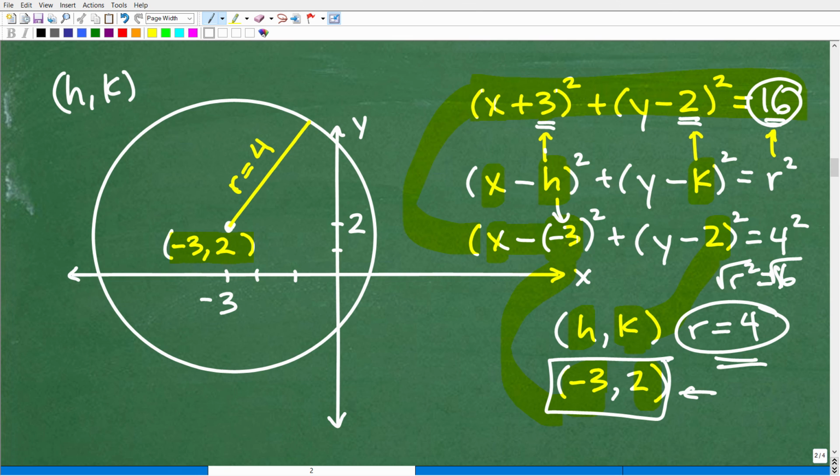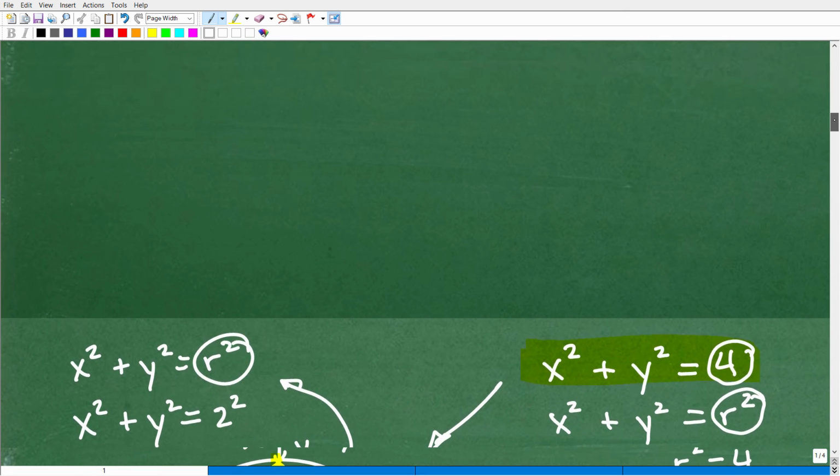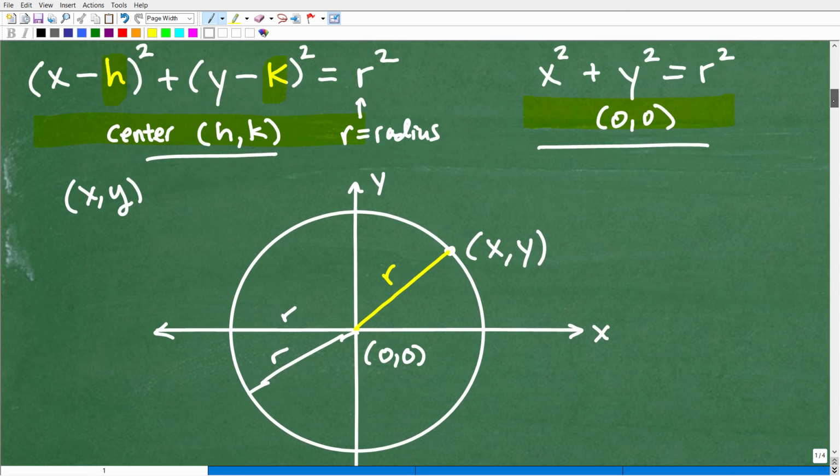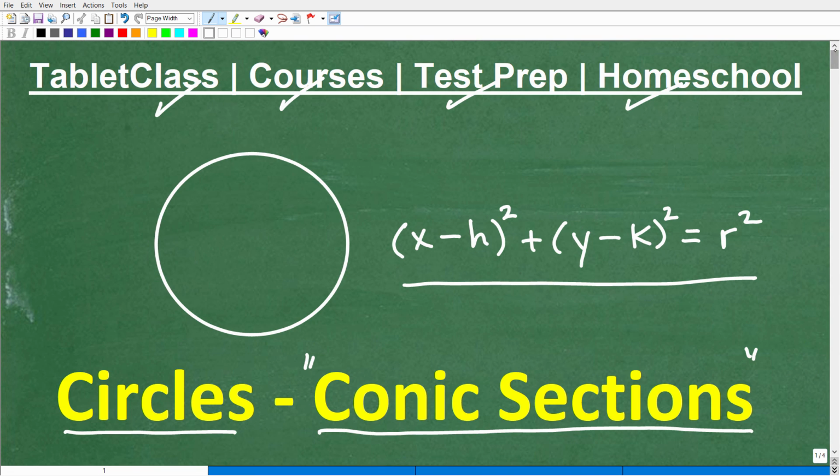So again, you could be given a graph and asked to build the equation, or be given the equation of the circle and asked to produce the graph. You're going to have to do both. These are two basic examples to get you going with conic sections and circles. You can get more sophisticated problems, but you want to first make sure you understand the fundamentals.